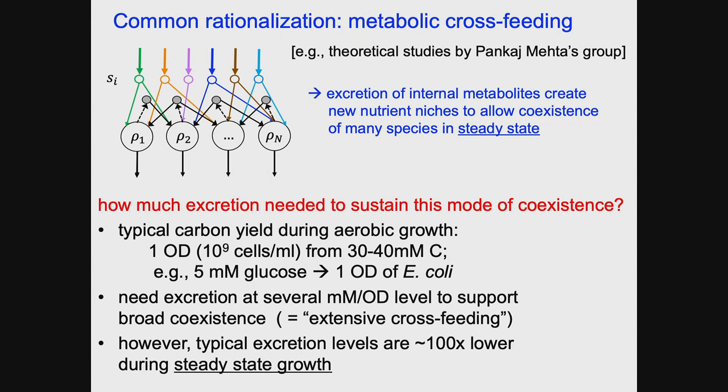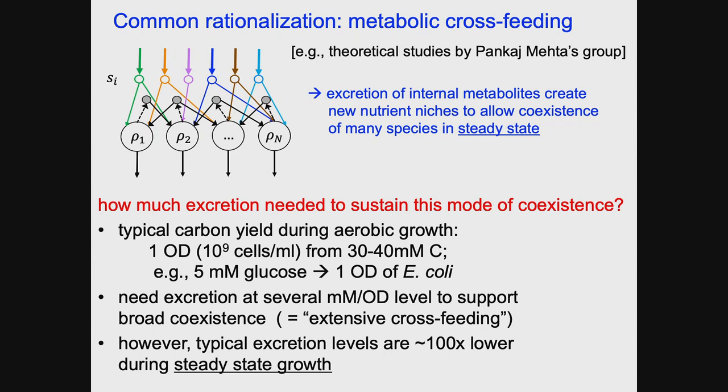And that's a lot to ask for somebody that's growing in steady state. Typically it takes 30 or 40 millimolar of carbon atoms to generate 1 OD of cells, and 1 OD is, let's say, 10 to the 9 cells per milliliter. That means that you need to excrete stuff on the order of a millimolar per OD. But when I look at the actual excretion measurements that were done, it's typically 100 times lower.